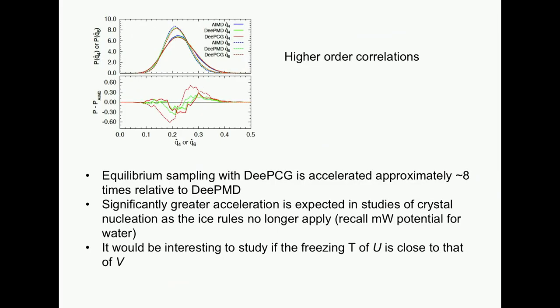Let me say that equilibrium sampling with this DPCG is accelerated by approximately a factor of 8 relative to DPMD, in this system. Now we no longer have the hydrogen, and so the Pauling ice rule has been coarse-grained. So, for instance, the Molinero potential has been very useful to study crystallization, and that is something that one could do with this kind of thing, with a potential that in principle has the same accuracy of the original ab initio molecular dynamics.